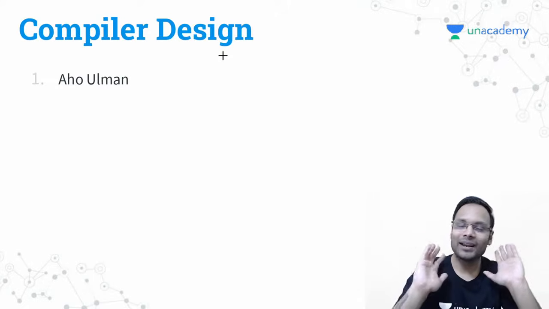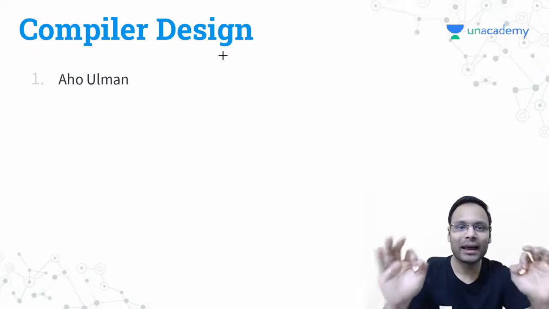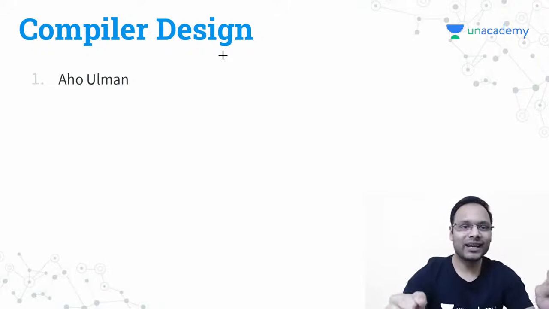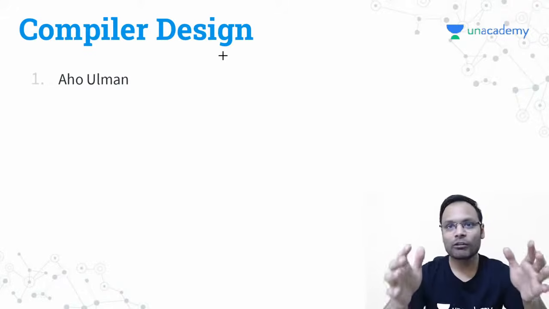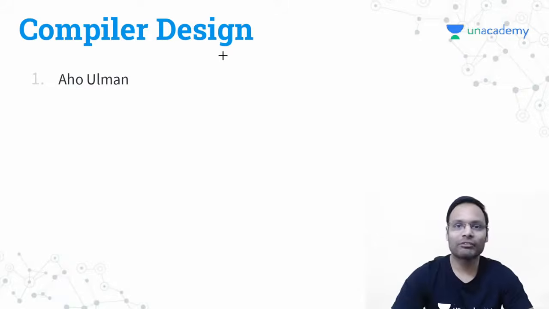Then you have compiler design, a single book. I am not recommending multiple ones. Aho and Ullman is the best one for compiler design. But still, I will say that you don't have to have the books if you have really good content of compiler design or any other course with you. You don't have to refer to the books.